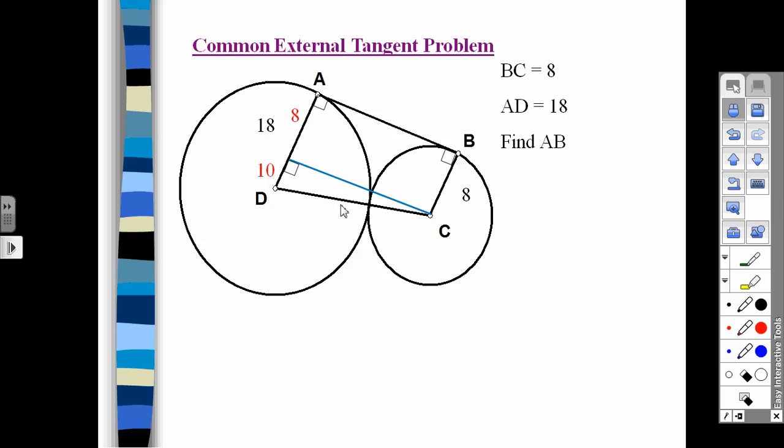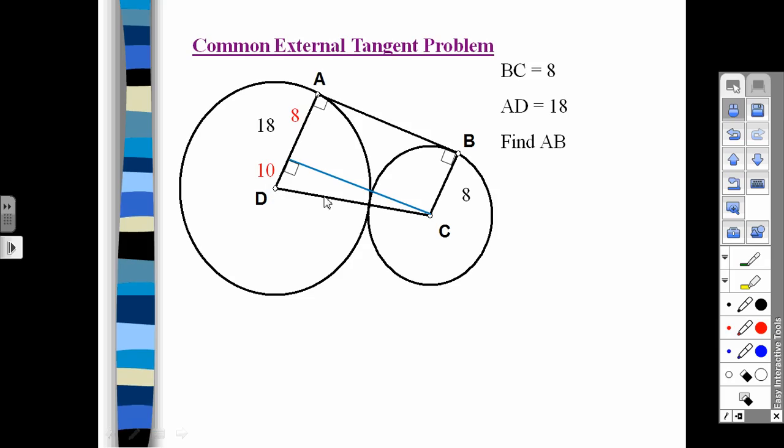Now here's the other tricky part. Sometimes your circles are tangent to each other, sometimes they're spread apart, and sometimes they're overlapping. You have to figure out this length, DC. Some problems give it to you. Some problems just say the distance between the centers is 32 units. Other times you have to figure it out yourself. Well, let's think about this.